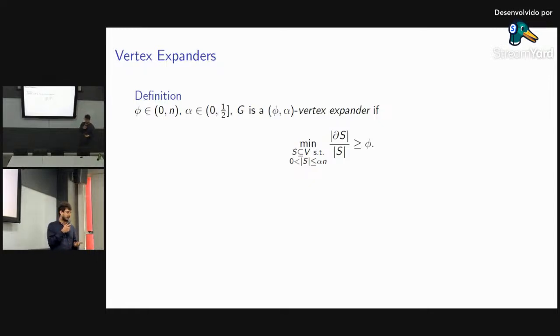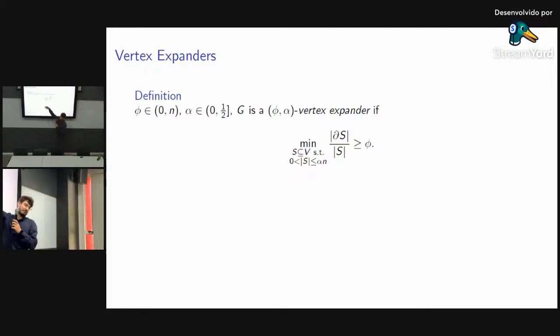This doesn't come for free because we need to restrict some property of this expansion. So in particular, we say that a graph G is a phi alpha vertex expander if this condition holds. If we look here, we still have the ratio between the boundary, the number of nodes in the boundary of a set, and the size of the set.